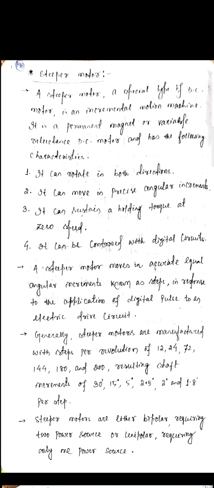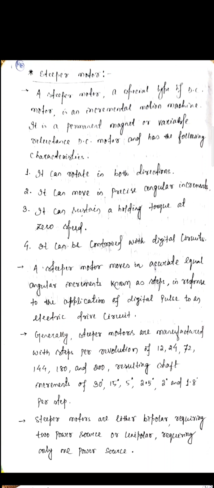So what are the characteristics of a stepper motor? First, it can rotate in both directions. Second, it can move in precise angular increments, meaning step by step. It can sustain a holding torque at zero speed. Next, it can be controlled with digital circuits.